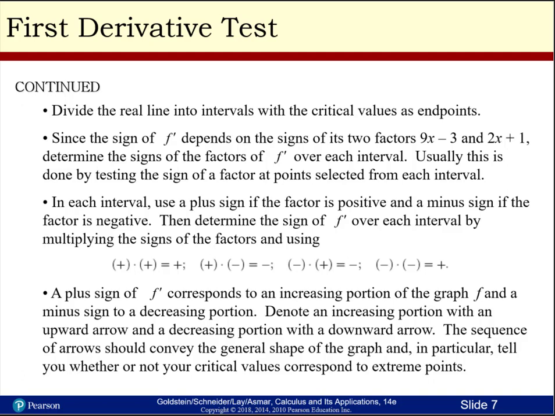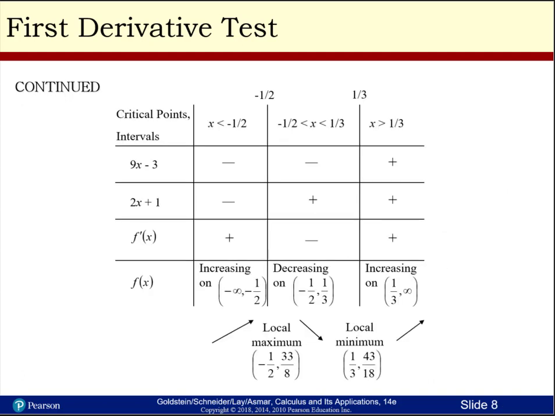The sequence of arrows is going to give you the general shape of the graph, and in particular tell you whether or not your critical points correspond to extreme values. And really, just look at the graph. And you have a graphing calculator too. So we have these critical points. I'm going to set up my table.